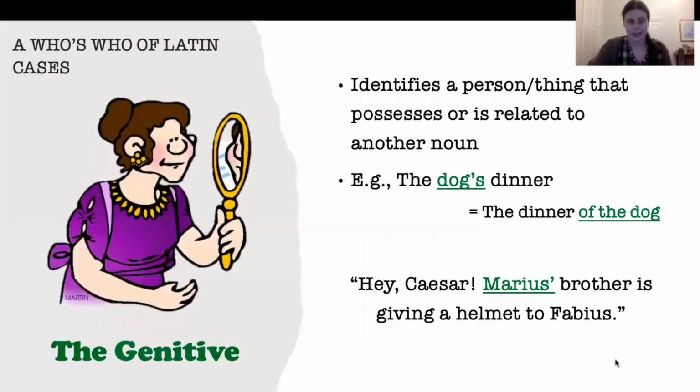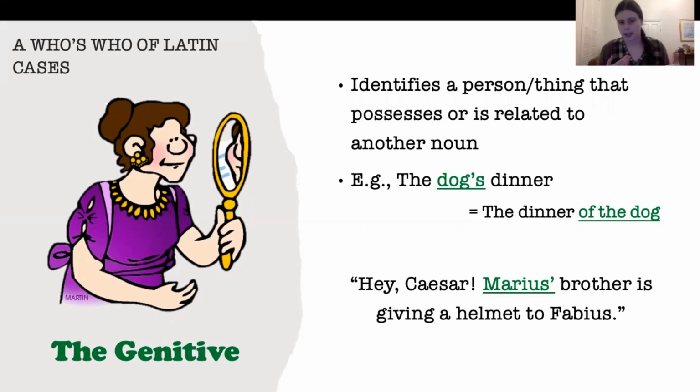Now, we get into the slightly trickier cases, so brace yourself. Then we've got the genitive. So the genitive identifies a person or thing who possesses or is related to another noun, right? So we've got this idea of the dog's dinner, which you could also say in another way in English, the dinner of the dog, right? So it's possessive, right? It's showing who owns the dinner.